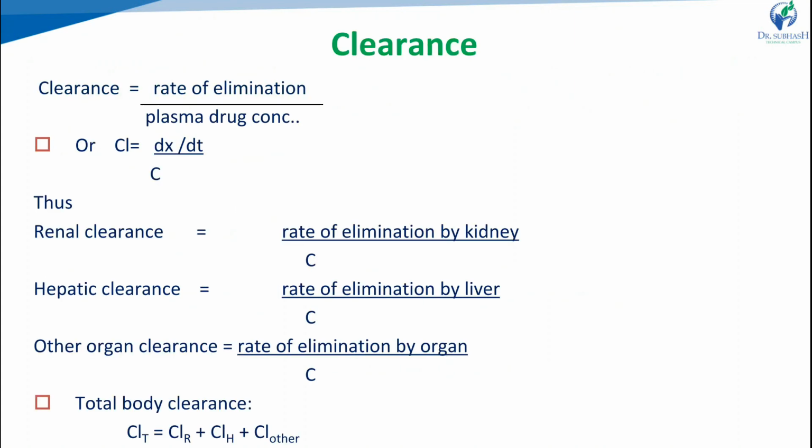The clearance, as already said, is the rate of elimination divided by plasma drug concentration, the equation dx by dt upon C. In that, clearance may be renal clearance or hepatic clearance. The clearance done by the kidney becomes renal clearance, and the clearance of drug by the hepatic system, the liver, is hepatic clearance.